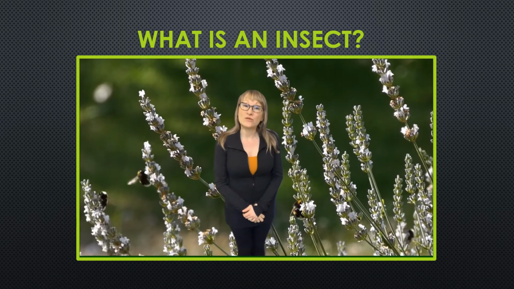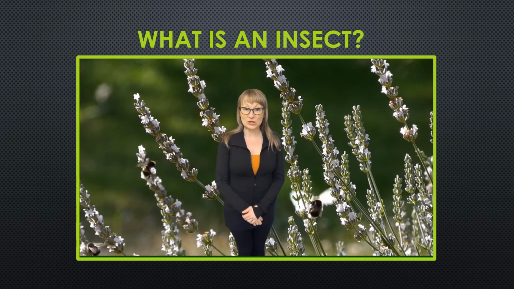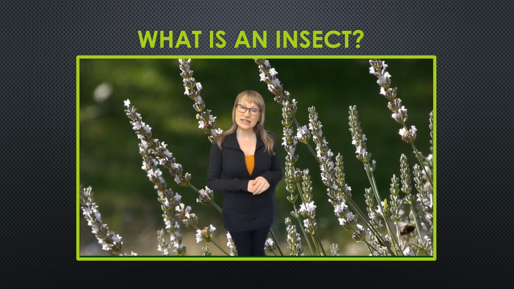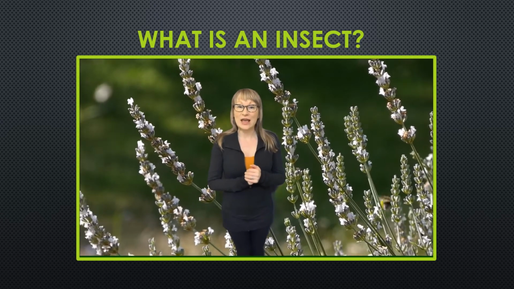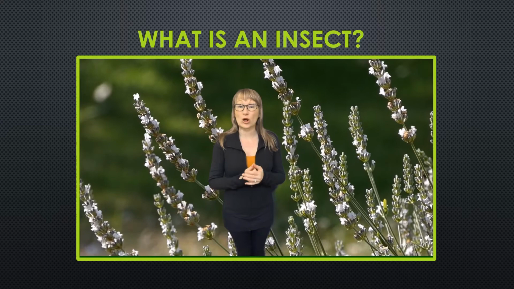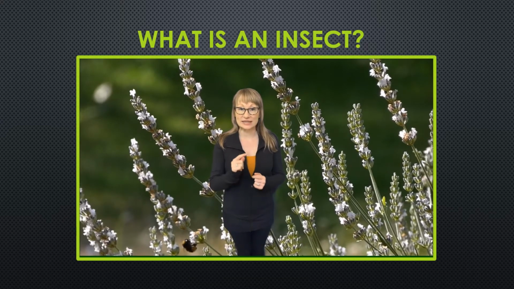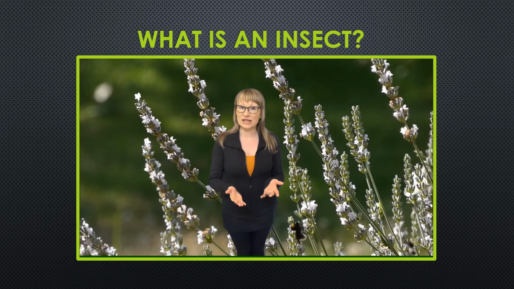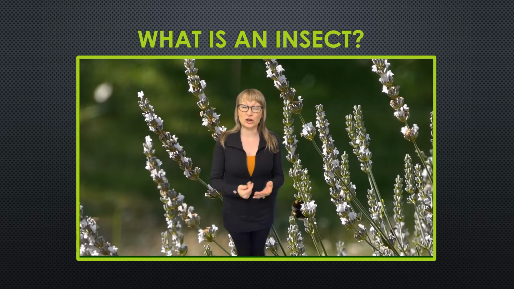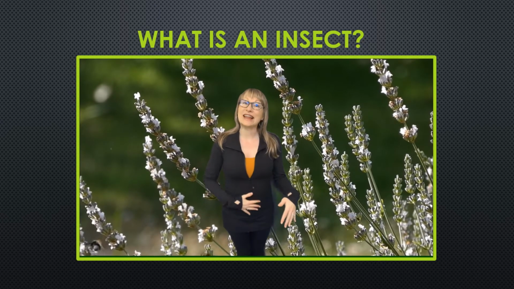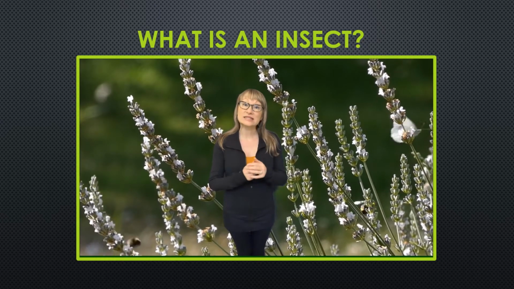Welcome back. Before we go any further on today's episode, let's talk about what an insect is. So an insect is a special creature, and these creatures tend to be very small. They have 3 main body parts and 6 legs, and that's how you can tell an insect from any other creature. The 3 body parts are a head, a thorax, and an abdomen, plus 6 legs.